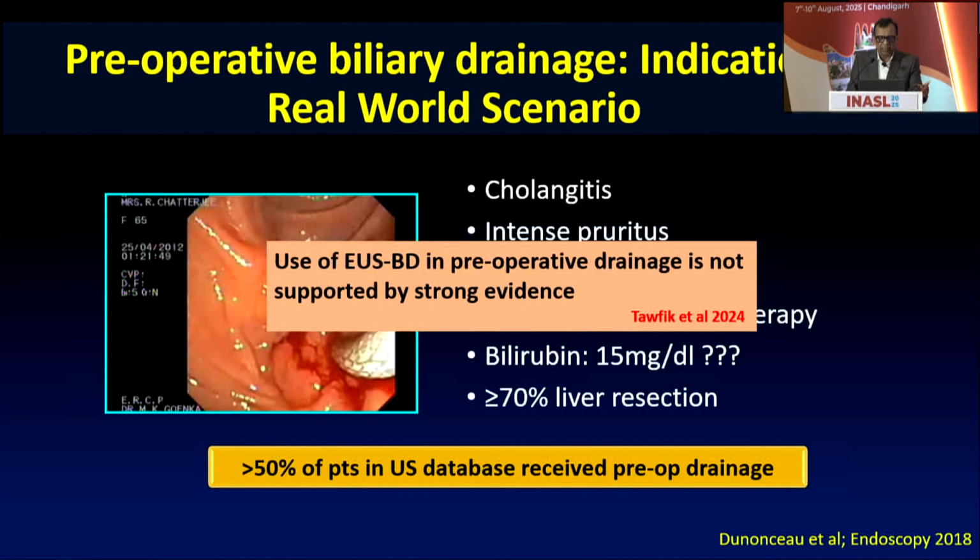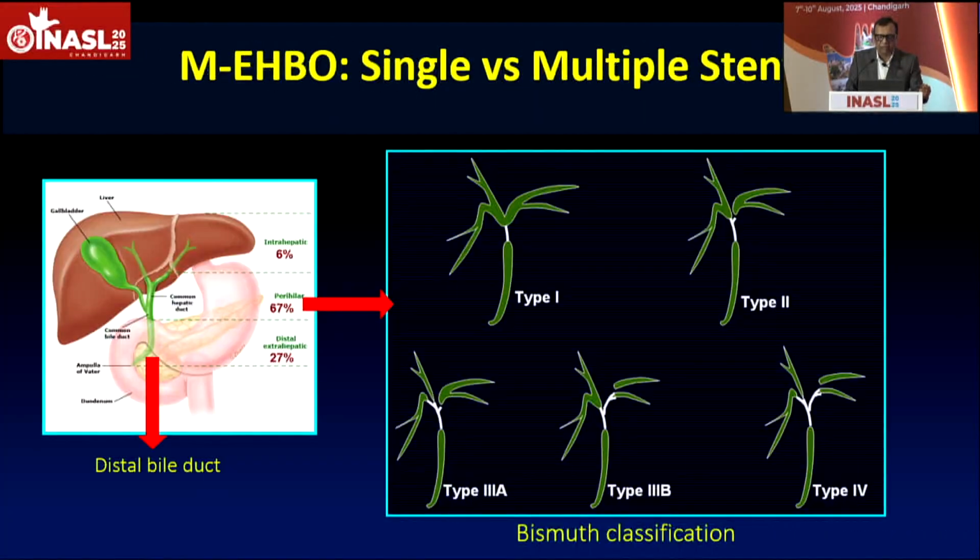Now, let me first make a strong statement that the use of EUS-BD in preoperative drainage is not supported by strong evidence. People have been doing hepaticogastrostomy for this, but this is a statement made as late as the second half of 2024. Now, let me look at the other issue, whether we're going to put a single stent or multiple stents, and it will depend on the location and the type of the stents.